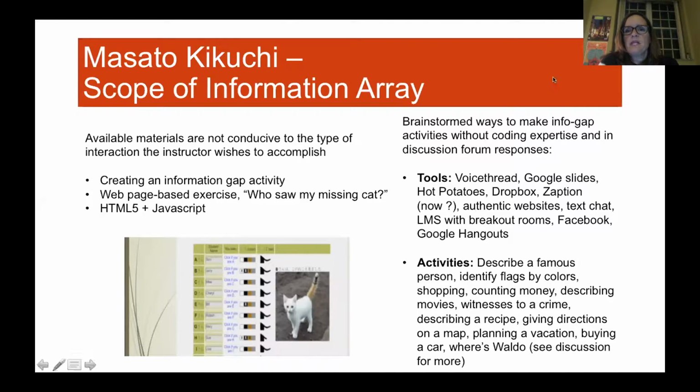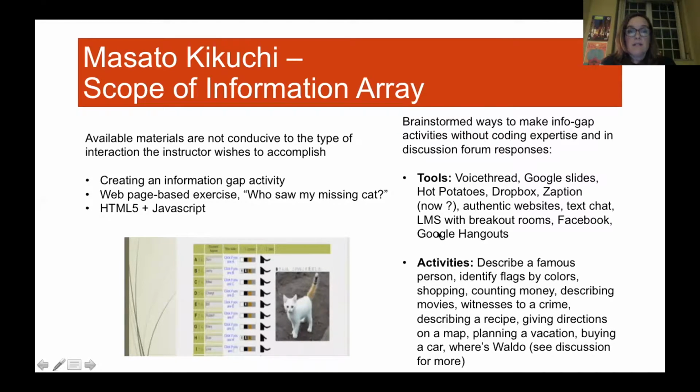I know Zaption has ceased to exist as of a month or 2 ago, and I couldn't remember off the top of my head the new name, if there is one, but I know EdPuzzle. And then Olga talked about PlayPosit, which is also similar to a video editing tool where you can put interactive quizzes into your videos. You could use authentic websites, text chat, use the LMS with breakout rooms, Google Hangouts. These were all ideas to create an information gap activity.